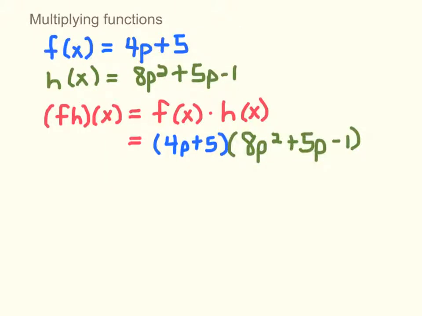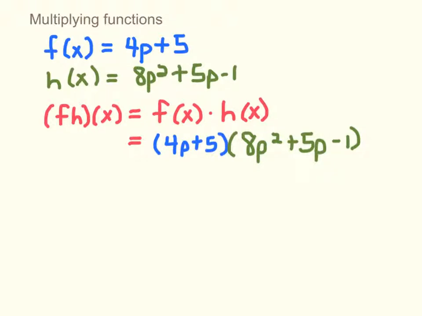When multiplying functions, we're going to use the distributive property, and it may be a very simple problem where you have a monomial multiplied times a binomial or trinomial. It may be two binomials multiplied together where you would use FOIL. All of those use the distributive property. I'm going to show you one where I have a binomial, f of x is equal to 4p plus 5, multiplied by a trinomial, h of x is equal to 8p squared plus 5p minus 1.